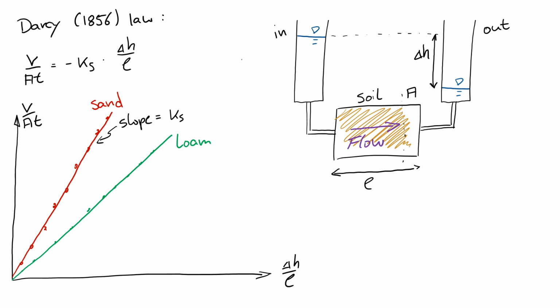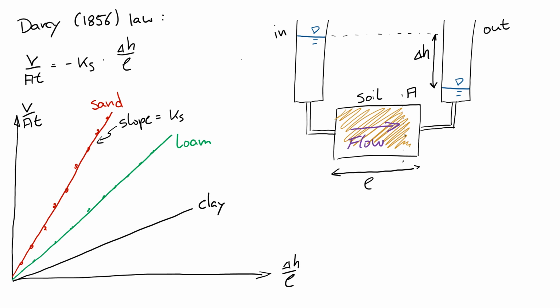And if we wanted to add a clay soil to it, it probably would have a behavior such as this, meaning that in order to have the same flux as the sand and the loam, we would need a higher driving gradient to establish that.